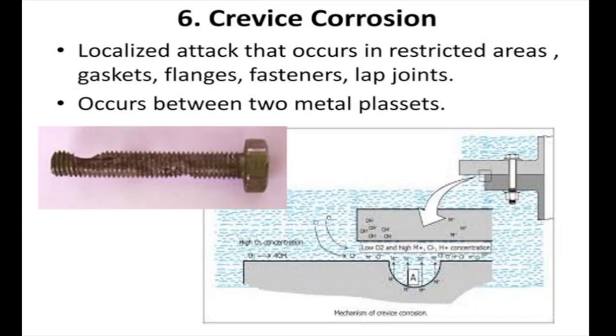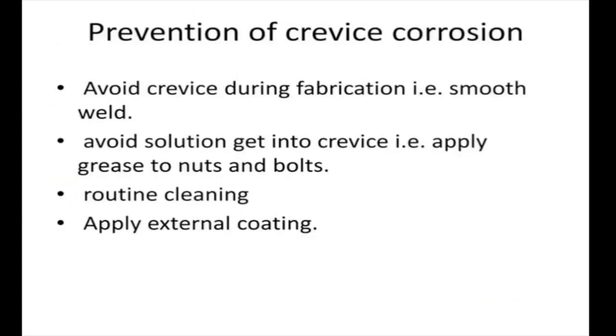And this is another very important type of corrosion, which is called crevice corrosion. It is also a localized attack that occurs in restricted areas like gaskets, flanges, fasteners, screws, bolts, lap joints, etc., where there is stagnation of the electrolyte. This type of corrosion can take place. It occurs between two metal surfaces. So over here, in the presence of the electrolytic region, cathode and anode, two different regions will be developed, and definitely you know that the corrosion will take place smoothly.